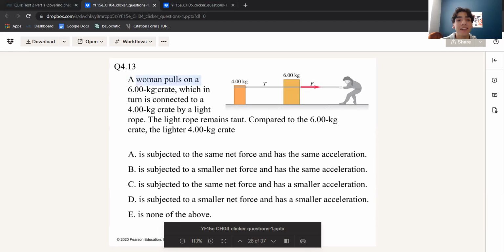So a woman pulls a 6 kilogram crate, which in turn is connected to a 4 kilogram crate by a really light rope, so the weight of the rope is negligible. The light rope remains taut. Compared to the 6 kilogram crate, the lighter 4 kilogram crate is subjected to the same net force and the same acceleration, the smaller net force and the same acceleration, the same net force and a smaller acceleration, a smaller net force and a smaller acceleration, or E, none of the above.